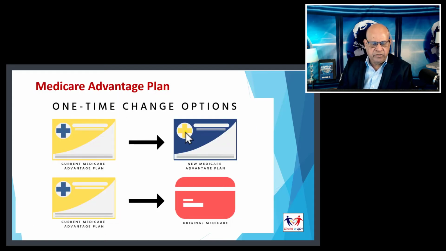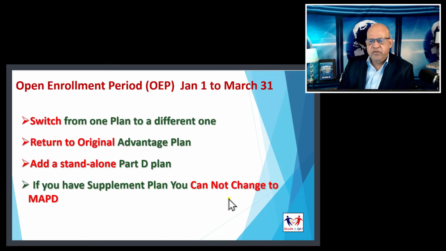one-time change options. That is, if you currently have a Medicare Advantage plan, you can go to a new Medicare Advantage plan. If you have a current Medicare Advantage plan, you can go to original Medicare. That is traditional Medicare, which involves Medicare Part A, Part B, and Part D, plus maybe a supplemental insurance. The open enrollment period is between January 1st and March 31st. And I talked about all these different things you can do.